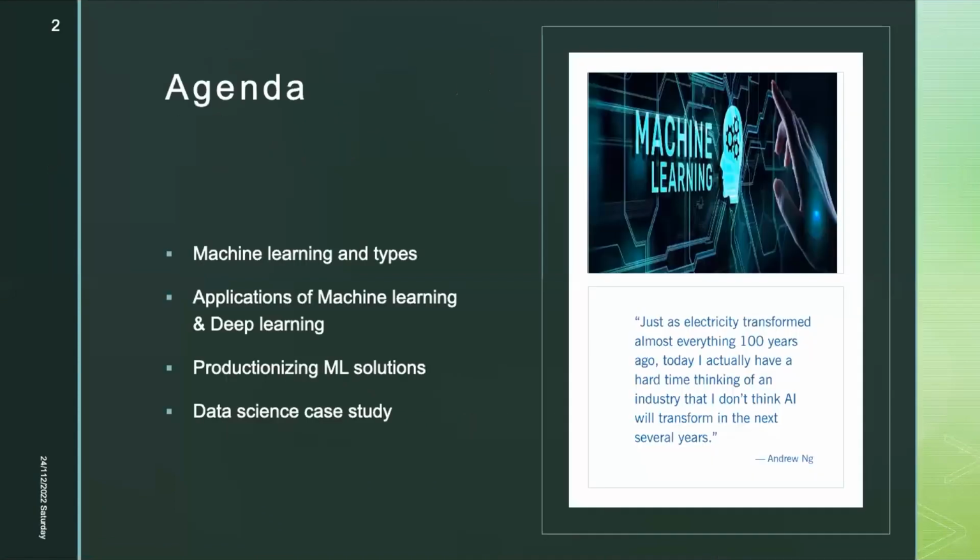So the agenda today will be, in a very brief note, understanding what machine learning is, what the different types of machine learning are, what the various applications of machine learning and deep learning are, and how we can go ahead with productionizing these different machine learning solutions. Because we understand that there have been a lot of developments in different forms of machine learning algorithms, but very few of them are actually being used in production today. There's so much scope of applying these machine learning algorithms to a lot of different use cases.